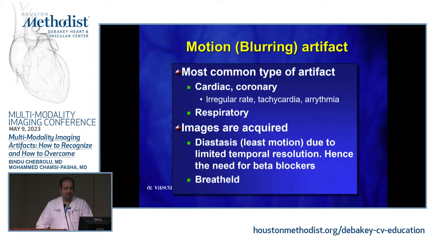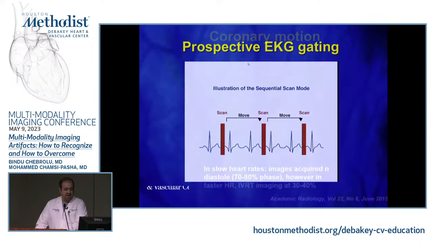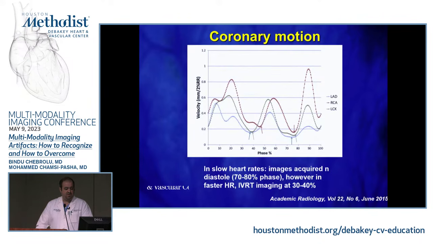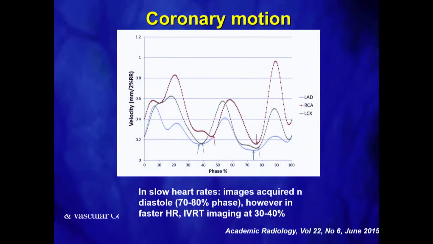And as we remember, the images are acquired during diastasis, which is basically the period of the cardiac cycle which has the least motion because of our limited temporal resolution, which is why we do use beta blockers. So when we talk about the coronary arteries, this is a diagram that shows you the velocity on the y-axis and the phases in the cardiac cycle on the x-axis, depicting here in different colors the LAD, the RCA, and the circumflex. Obviously, in slow heart rate, we do acquire images in mid to late diastole.